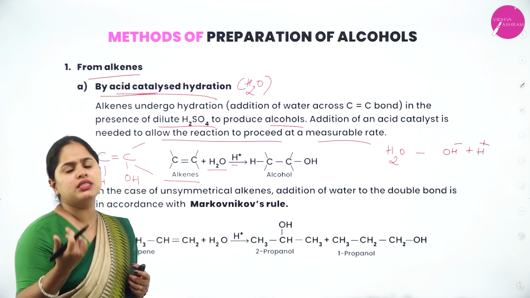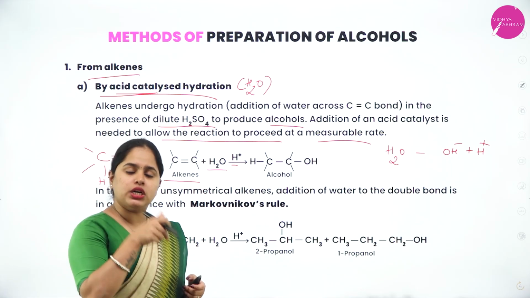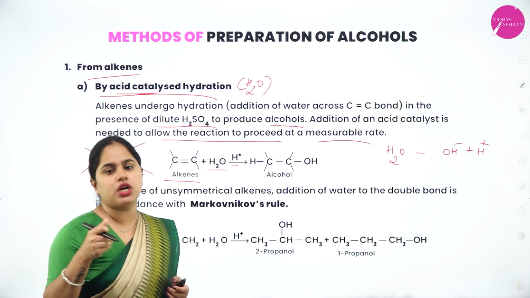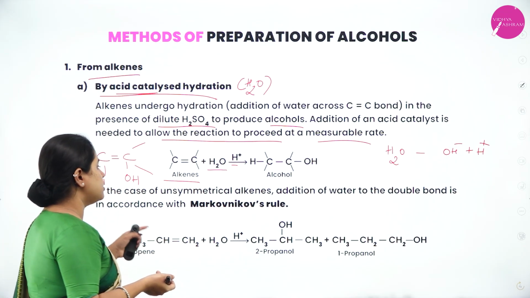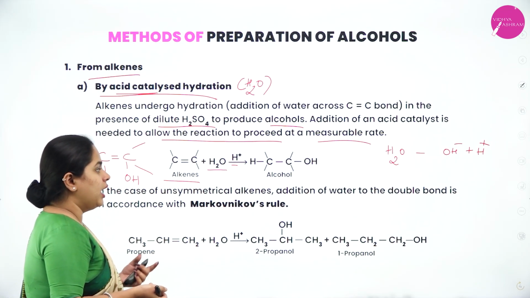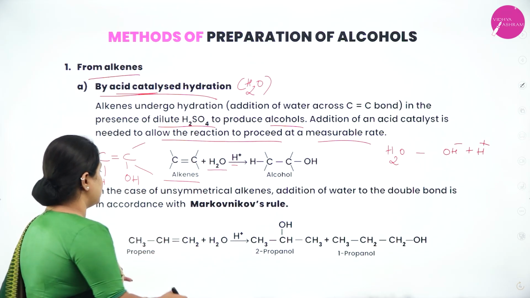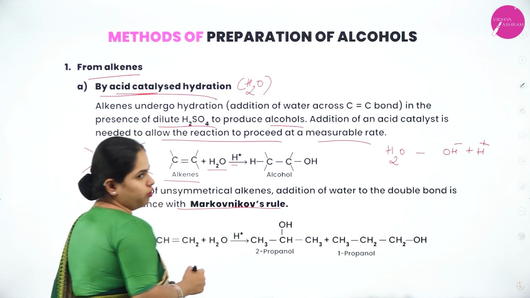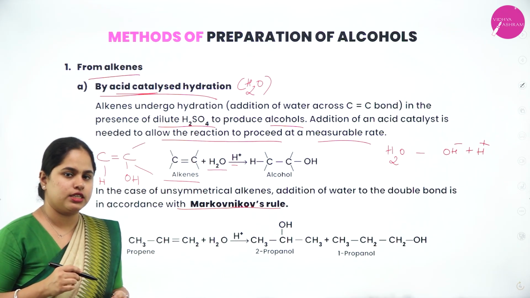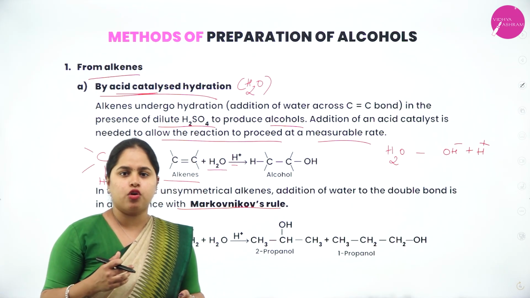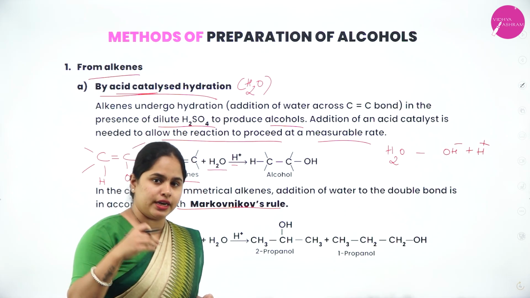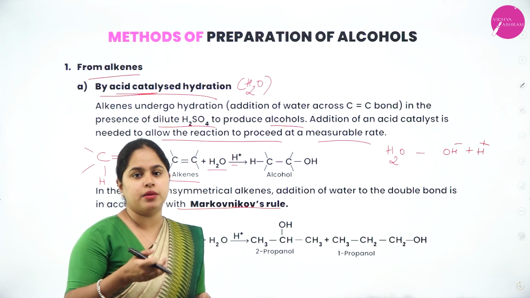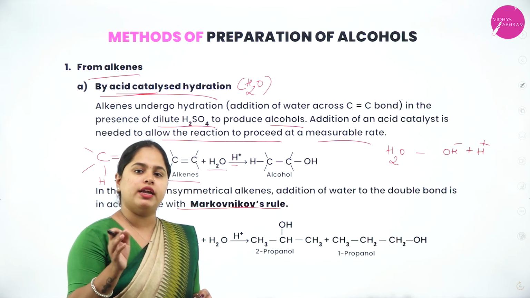But if it is an unsymmetrical alkene, to which carbon atom the hydrogen goes and to which carbon atom the hydroxyl group goes will be a confusion. So in the case of an unsymmetrical alkene, addition of water to the double bond is in accordance with Markovnikov rule, which we have already studied. According to Markovnikov rule, the negative part of the reagent will be attached to the carbon atom having fewer hydrogen atoms.